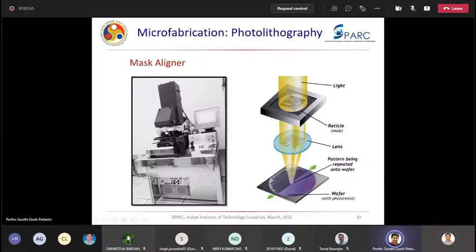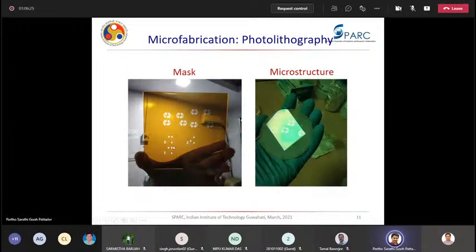Then you can shift the wafer a little bit so that it can repeatedly pattern another such pattern, and another such pattern, and like that it can cover the whole surface repeatedly. So this is the use of the mask aligner. This is one example of a mask, and using this mask, this microstructure is prepared on a silicon wafer. You see this pattern is replicated here on the silicon wafer. So this is the general principle of photolithography.